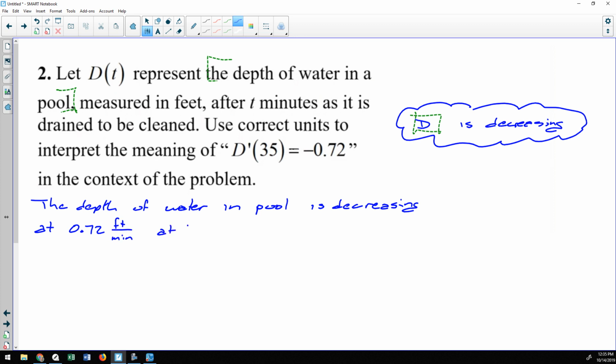At time t equals 35 minutes. And there is your interpretation. Derivative negative, function decreases, then you just restate the value of the derivative and the time, or the x-coordinate, in this case the t-coordinate, that gave you that value of, in this case, negative 0.72.